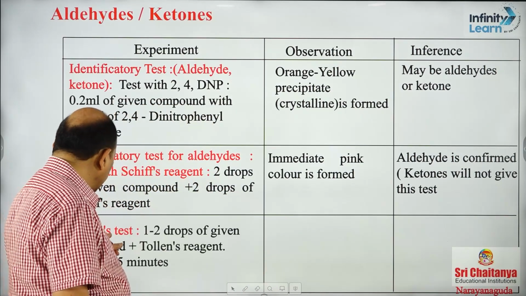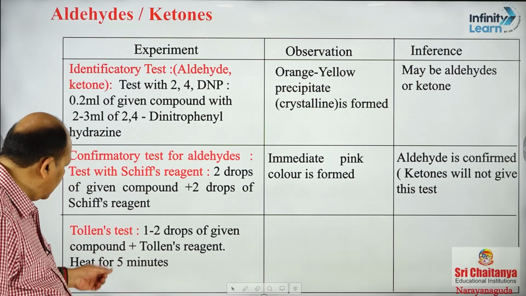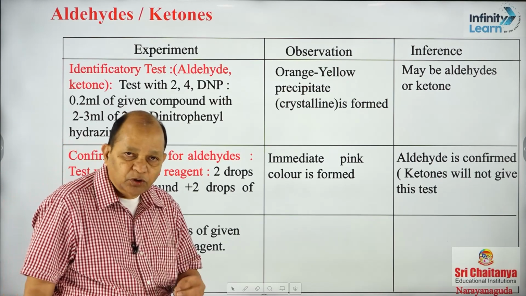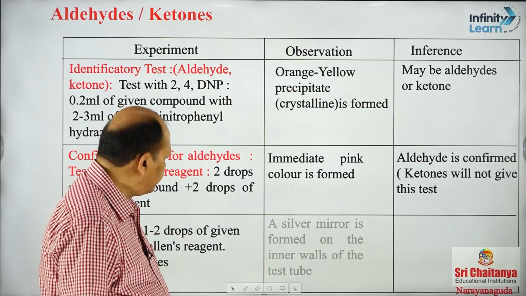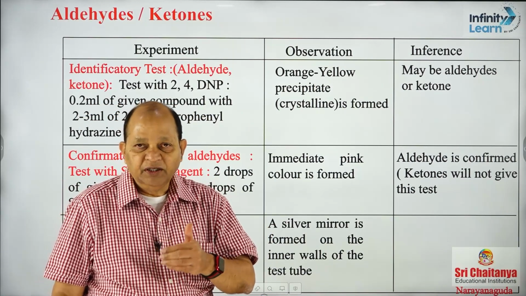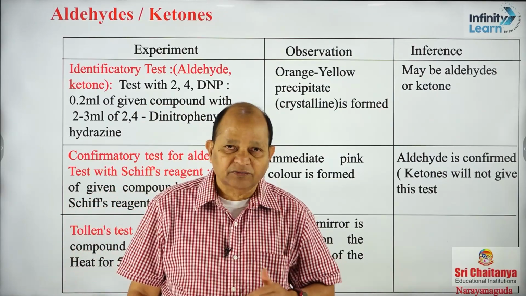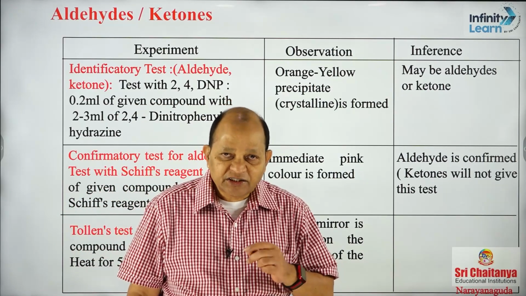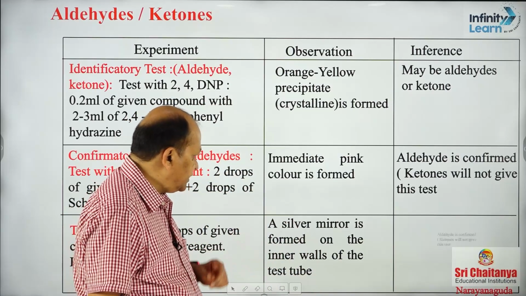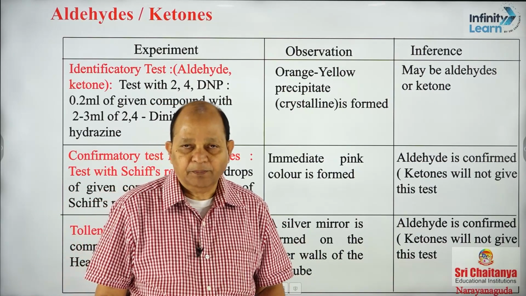Similarly, we can also carry out the Tollens test. One or two drops of the given compound plus Tollens reagent are heated in a water bath. The appearance of a silver mirror on the inner walls of the test tube, that is, metallic silver deposited on the inner walls of the test tube, is called the silver mirror test. The test is positive for aldehydes and negative for ketones.